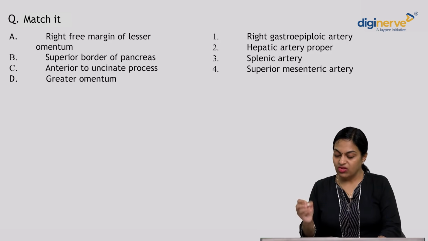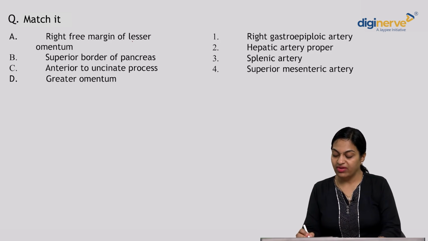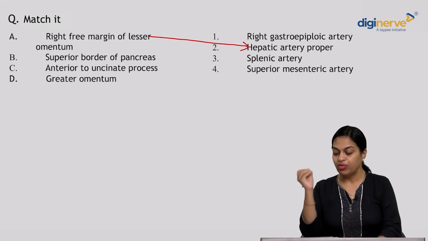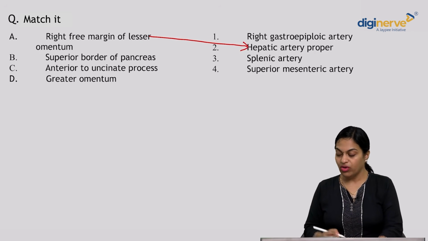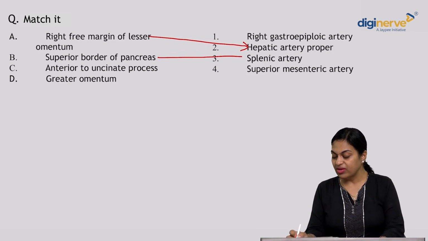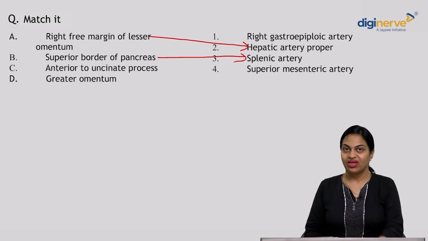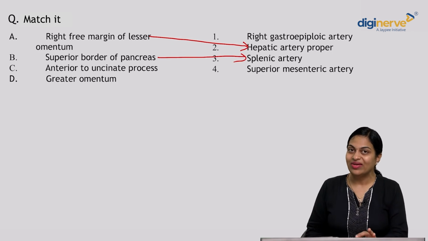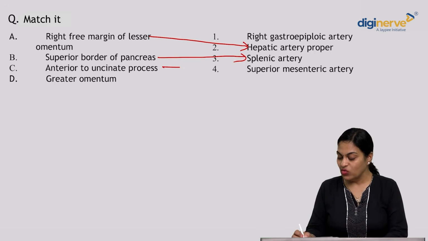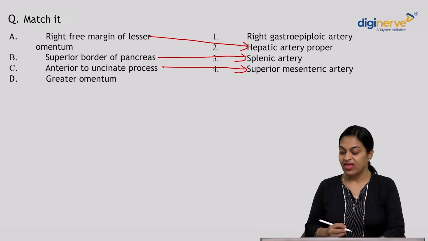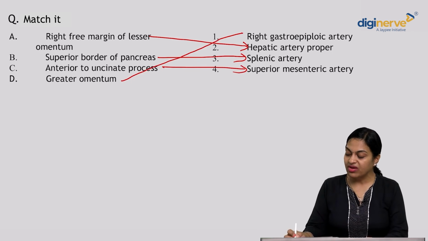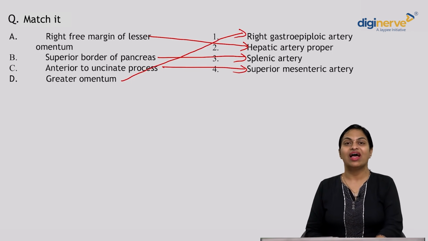Let us match it. So what do we find in the right free margin of the lesser omentum? The hepatic artery proper. The superior border of the pancreas is related to the splenic artery. The vessel running anterior to the uncinate process: superior mesenteric vessels. And in the greater omentum, the anastomosis between the right and left gastroepiploic artery.